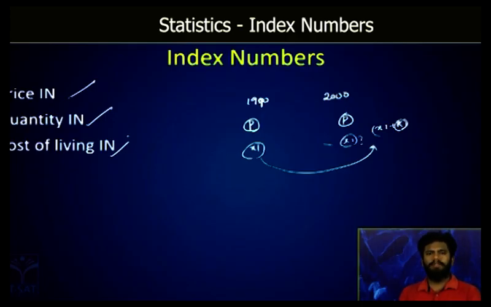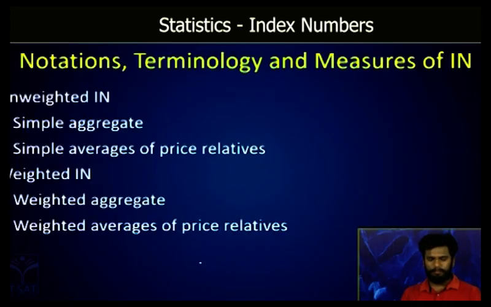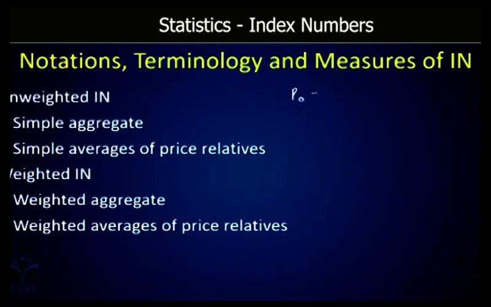Next, now we will see what are the basic terminologies and the notations in the index numbers. See, first P0. So this P0 is the price in base year. Now what is this base year? Base year is nothing but the one with which we are comparing our values.